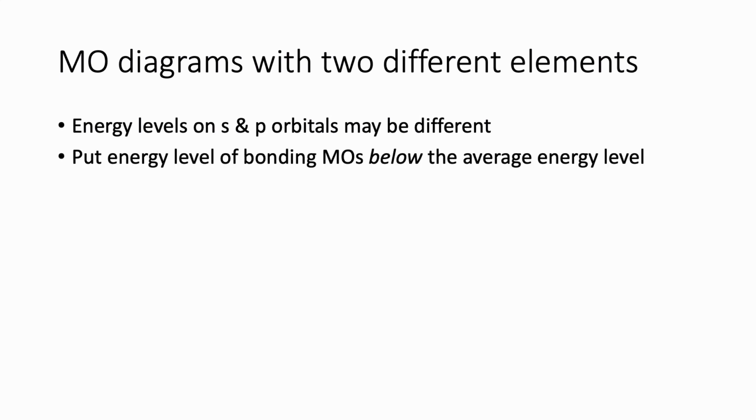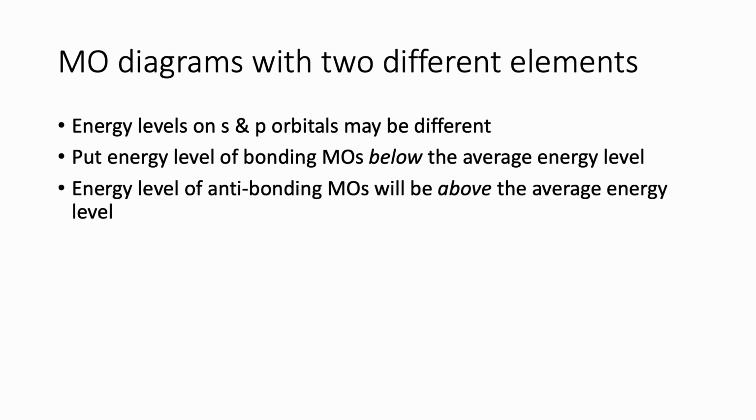Basically what you're going to do is compare the orbitals that you're combining. You're going to find the average energy level, and then make sure that your bonding molecular orbitals are below your average energy level, and the anti-bonding molecular orbitals are going to go above your average energy level.